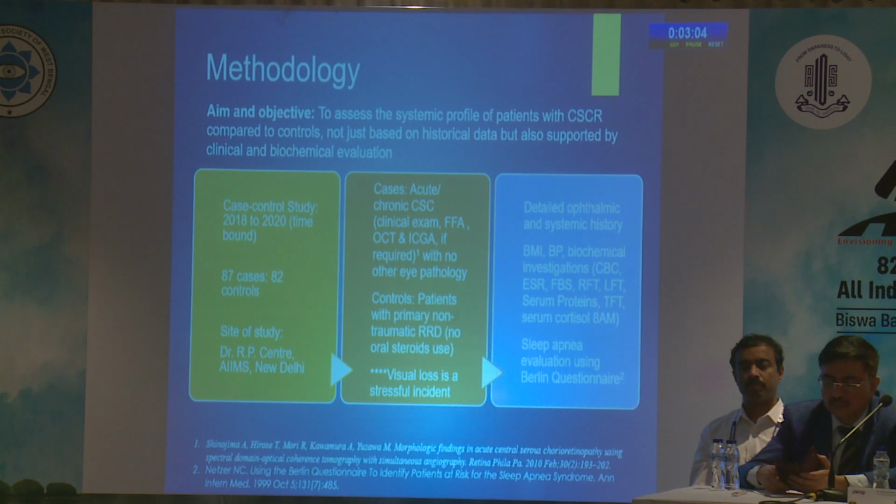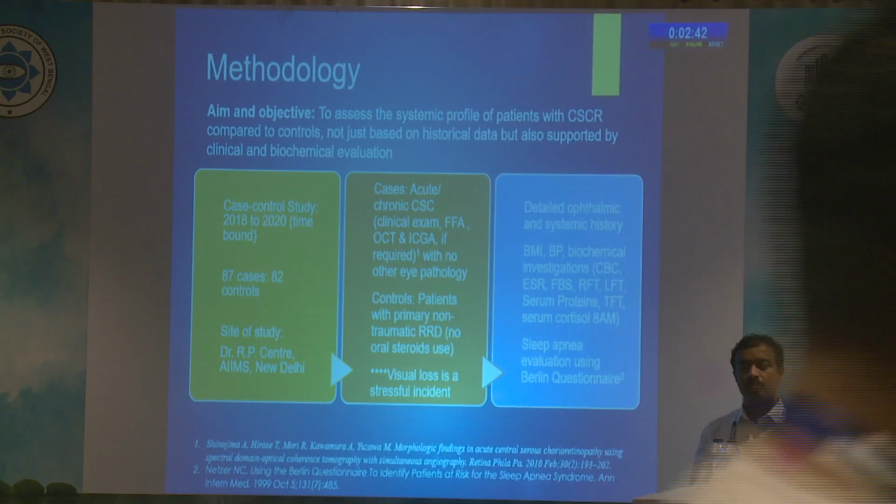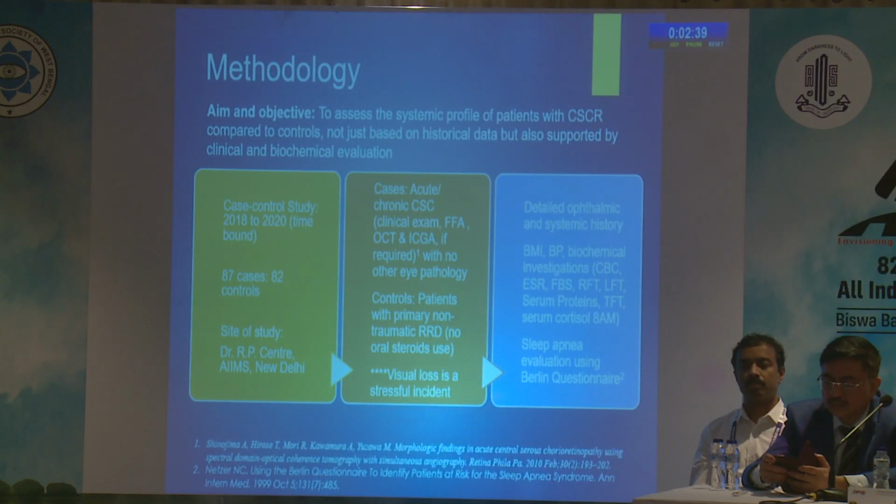It was a case control study, and it recruited 87 cases of acute or chronic CSC with no other ocular pathology, and 82 controls, patients with primary non-traumatic rhegmatogenous retinal detachment with no history of ocular steroid use, just so that we have a matching control group with visual loss present in both the groups, as visual loss can be a stressful incident and can lead to a different biochemical profile in the patients. A detailed ophthalmic and systemic history was taken, and detailed biochemical investigations were performed.